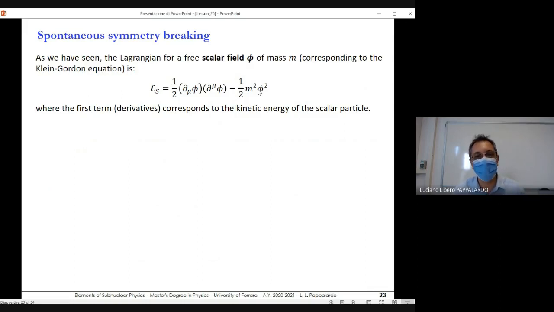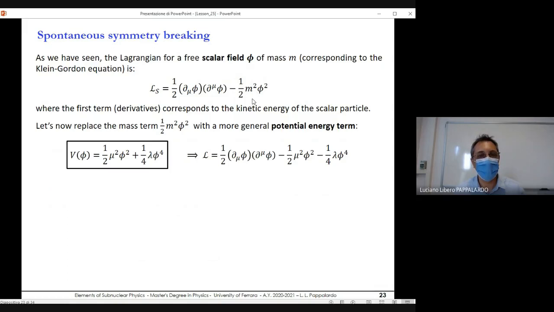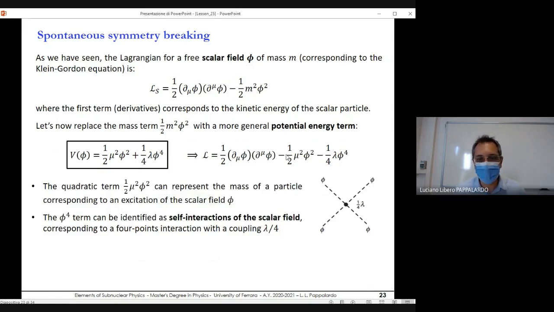Now let's try to generalize a bit this Lagrangian, and let me substitute this mass term with a more general potential energy term, okay, which still includes a quadratic term, and now in addition also a quartic term. So our Lagrangian density will become like this. So the quadratic term that we see here, that is introduced through this potential energy, can still represent the mass of a particle corresponding to an excitation of the scalar field. And the last term, which is the fourth power of the field, can be interpreted as a self-interaction of the scalar field with itself, okay, with a coupling constant just 1/4 of lambda. Okay, so this is our starting point.